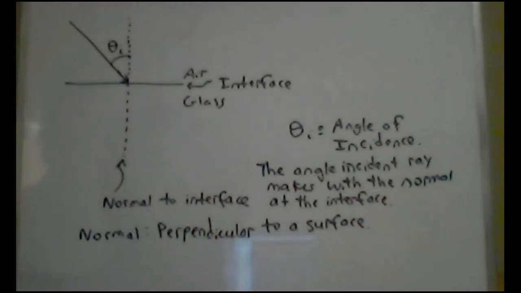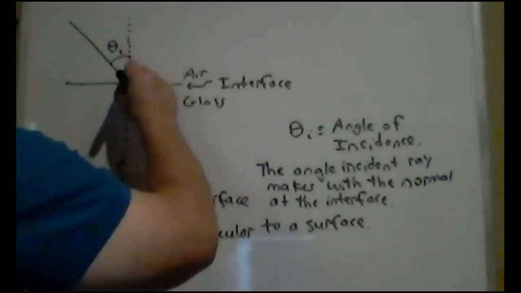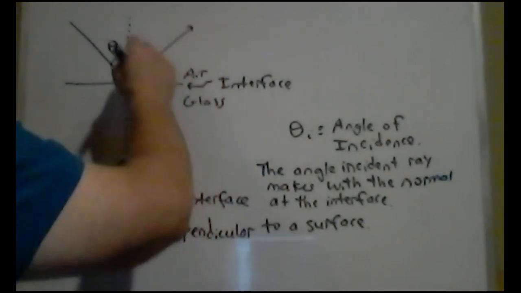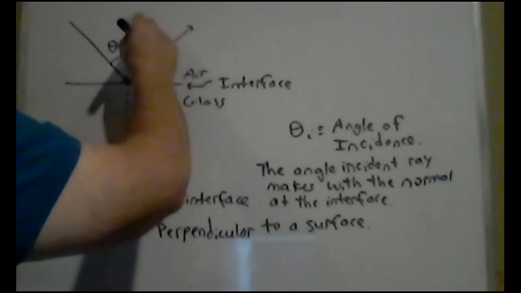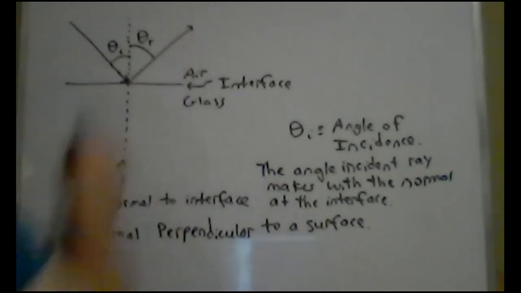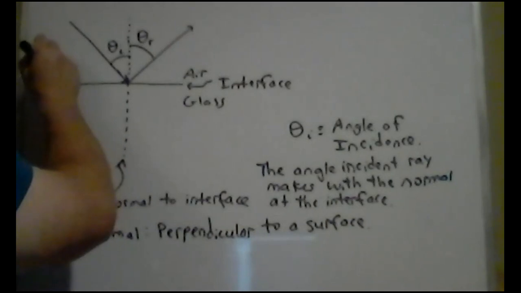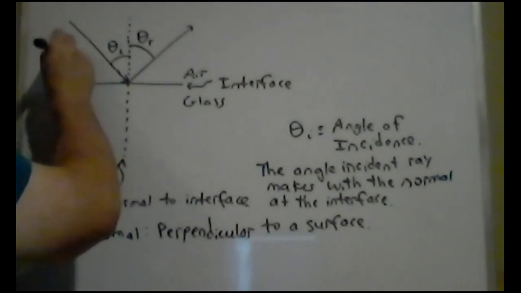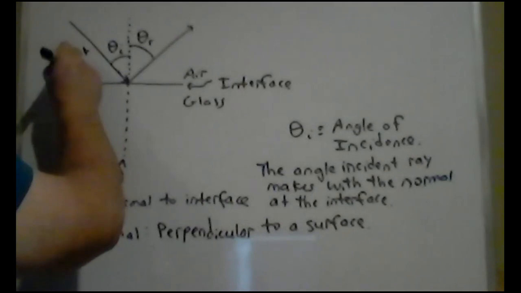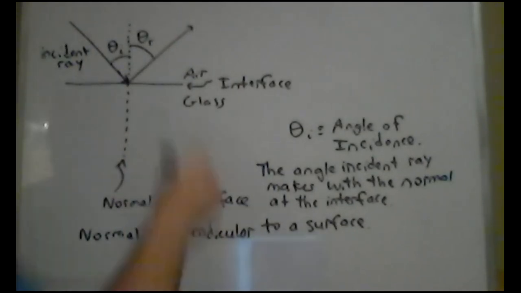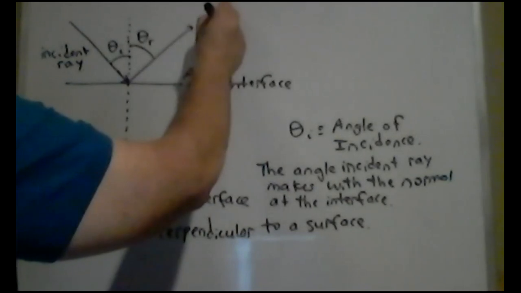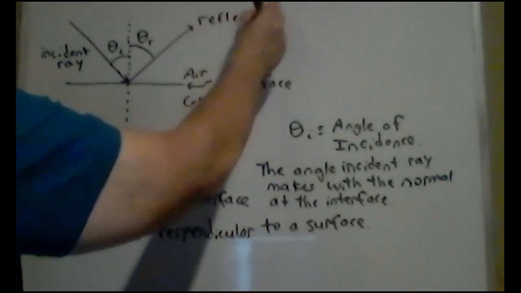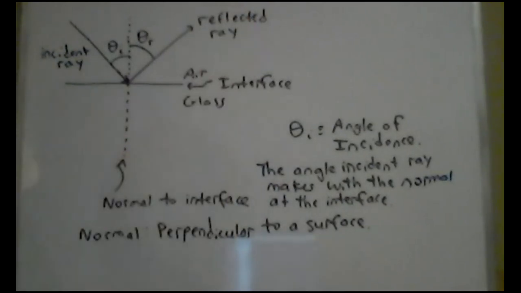Now, light can do a couple different things. Again, we're not worrying about absorption. I can very well have light reflect. There's your reflected ray. We'll say the reflected ray is coming out at an angle theta sub r. So this is my incident ray, and this is my reflected ray. Theta sub r is considered the angle of reflection.